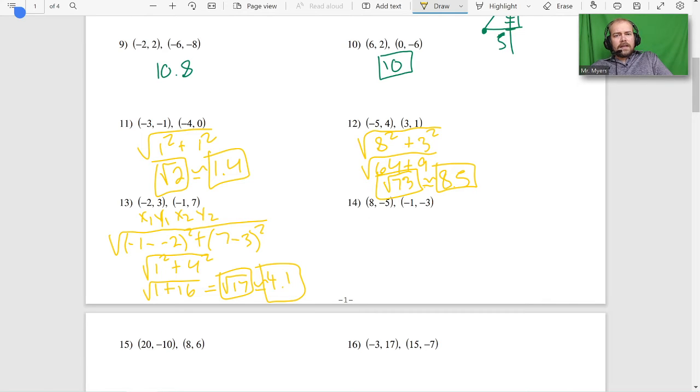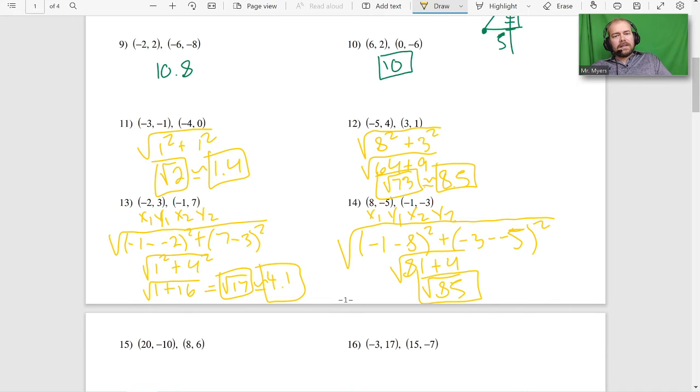For number 13, x1, y1, x2, y2: -1 minus 8, -3 minus -5. Okay. -1 minus 8 is -9. Squared is 81. -3 minus a -5, so that's -3 plus 5, so that's +2 squared is 4. And then I have 85, which again does not simplify.